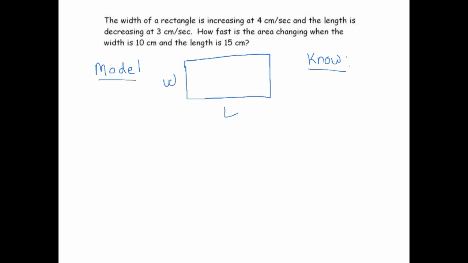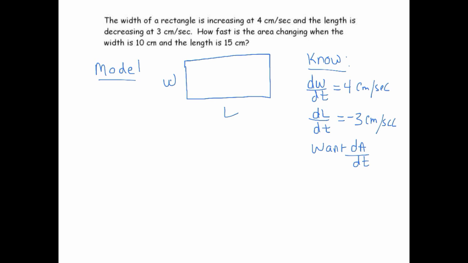Well, we know that the width is increasing at 4 centimeters per second, so we'll say dW/dt equals 4. And the length is decreasing at 3 centimeters per second. You have to be careful here because it's decreasing, so I have to represent that as -3. If we put units in, we have that. And what we want to know is the rate at which the area is changing with respect to time. We want dA/dt when W equals 10 and L equals 15.